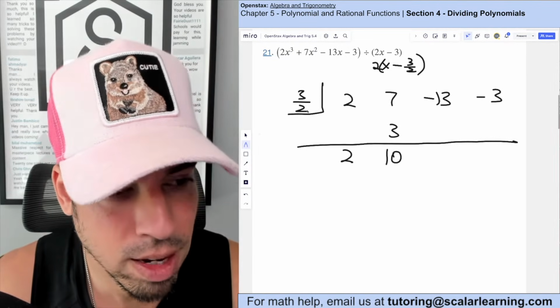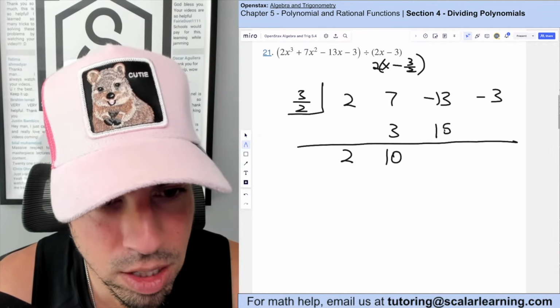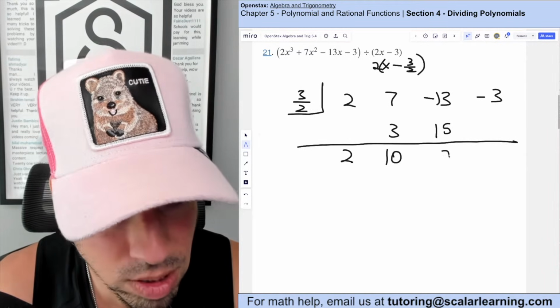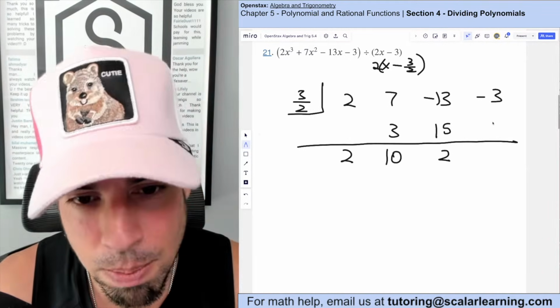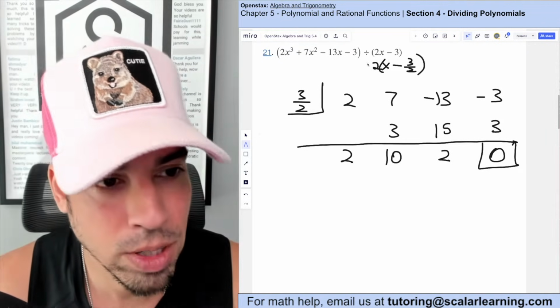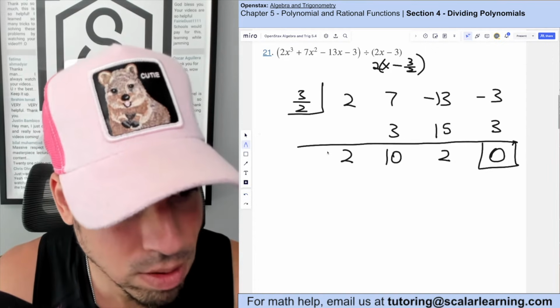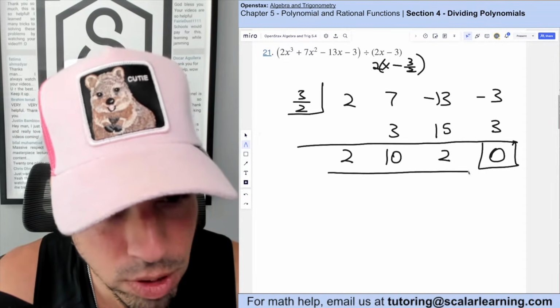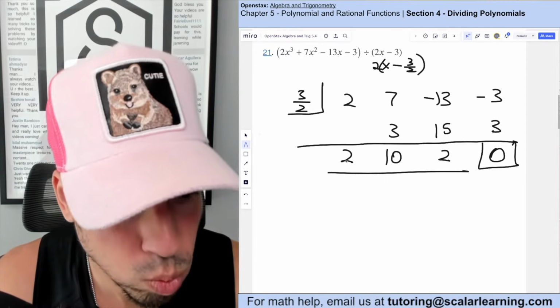10 times 3/2 is 15. We put that here. Add these together. Negative 13 plus 15 is 2. 2 times 3/2, that's a positive 3. And look at this. We get a nice remainder of 0. But don't forget, we factored out a 2, so we still have to divide everything in the quotient over here by 2. So that becomes 1.